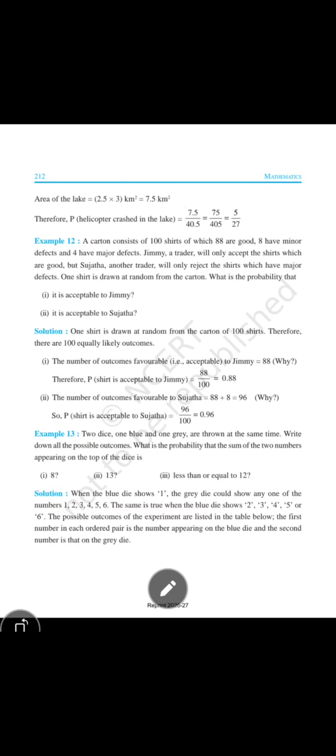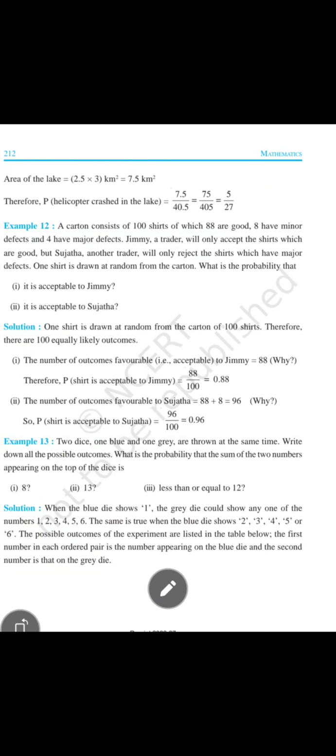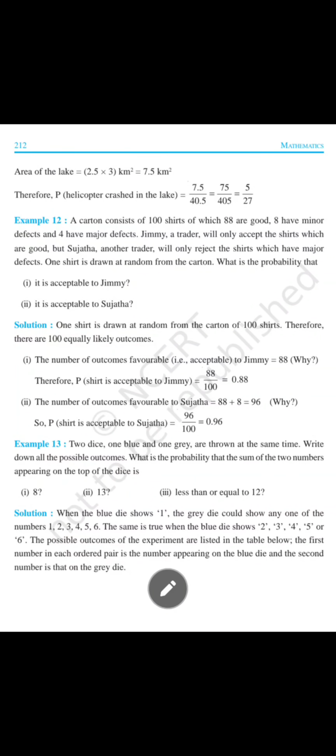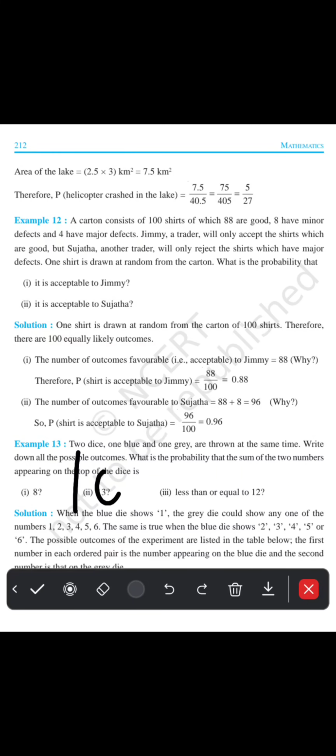Question 12. A carton consists of 100 shirts, of which 88 are good, 8 have minor defects, and 4 have major defects. Jimmy, a trader, will only accept the shirts which are good, but Sujata, another trader, will reject the shirts which have major defects. One shirt is drawn at random from the carton. What is the probability that it is acceptable to Jimmy and it is acceptable to Sujata? Total are 100, and 88 are good and 8 have minor defects. So 88 and 8, 96 plus 4.